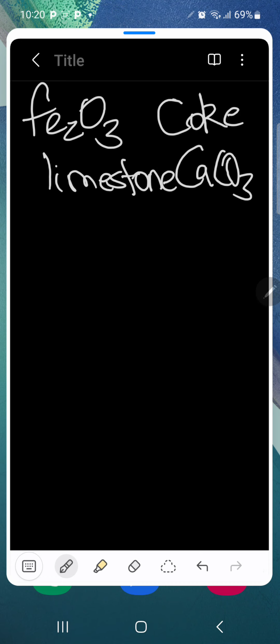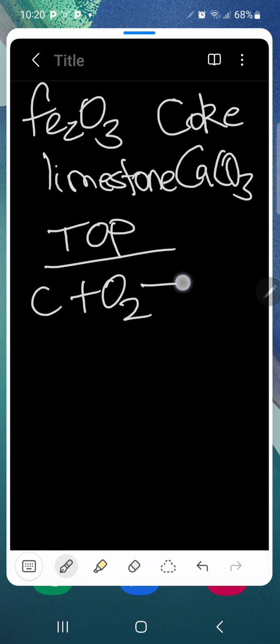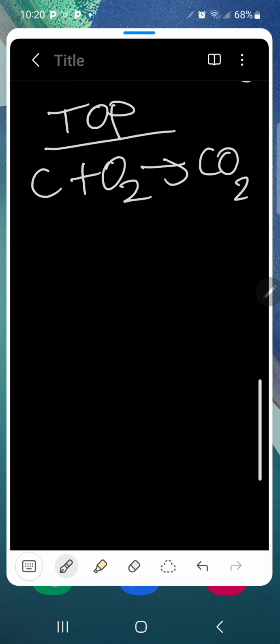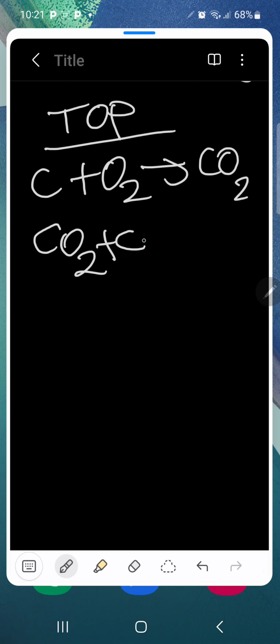What you need to understand are the reactions that occur in the various regions of the blast furnace. Precisely at the top of the furnace, you have carbon combining with oxygen to produce carbon dioxide. The next reaction is carbon dioxide reacting with more coke to produce carbon monoxide. That's the second reaction that occurs.